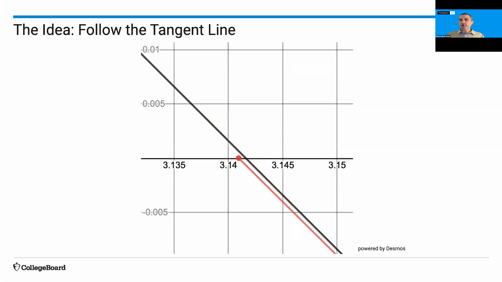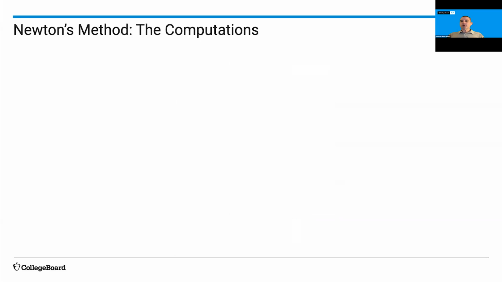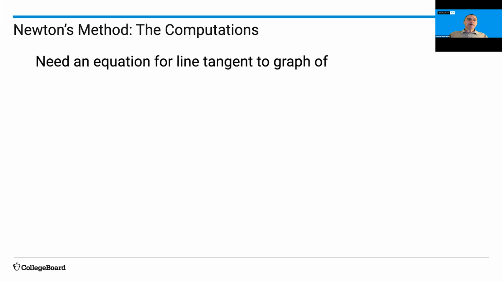But in fact, if you zoom in, you notice that there's a little bit of error there. We're still not quite exactly at pi. So let's do this again. It turns out we're not going to exactly hit pi in this process, but we're going to do a good job of approximating pi. Well, let's take a look at the computations involved numerically that reflect what that graph just showed us. So first of all, we need to understand how we find equations for tangent lines to the graph of a function at a particular point.